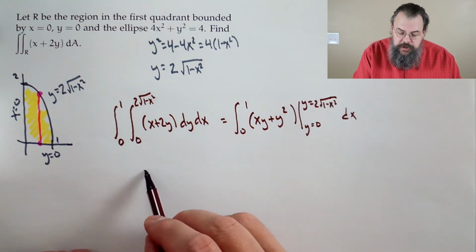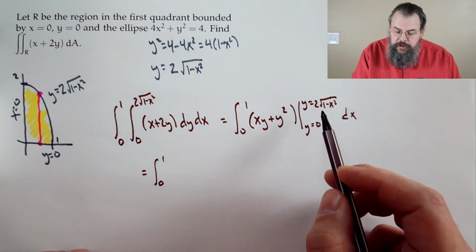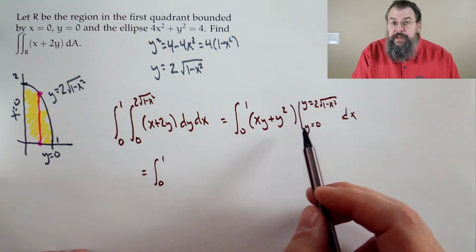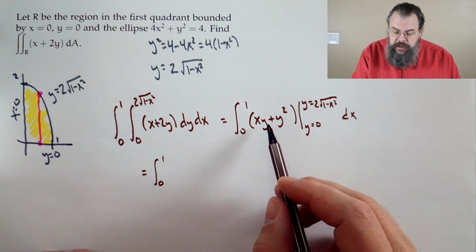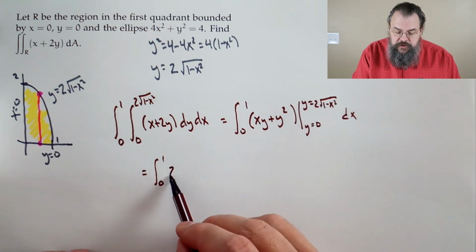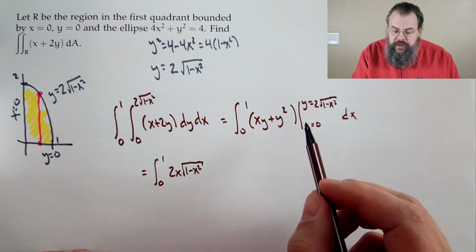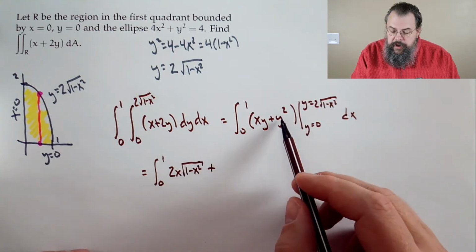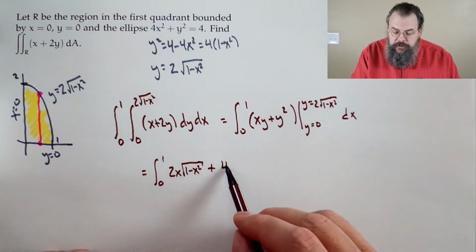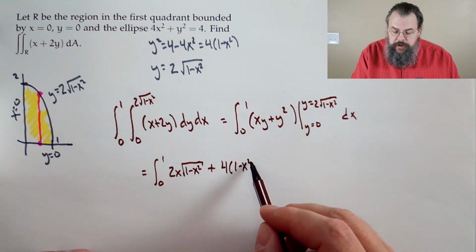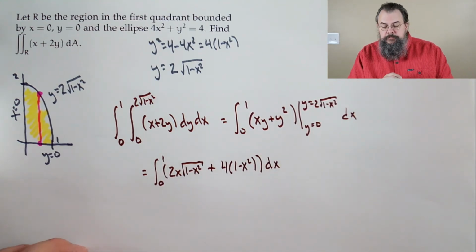So let's see, what do we have? This will become the integral from 0 to 1. When we plug in 0, we're going to get 0, so we just need to plug in the top bound. So we'll have x times 2 square root 1 minus x squared, which we can write as 2x square root 1 minus x squared. And then plus y squared, which will be the square of that, the same as 4 times 1 minus x squared, dx.